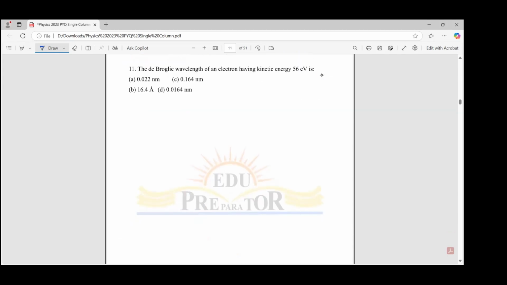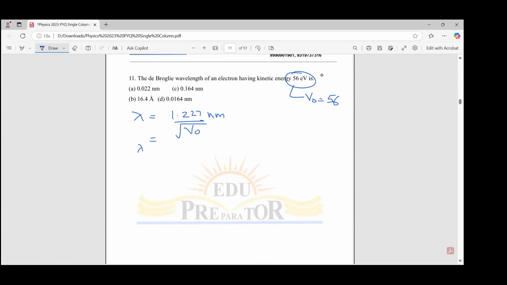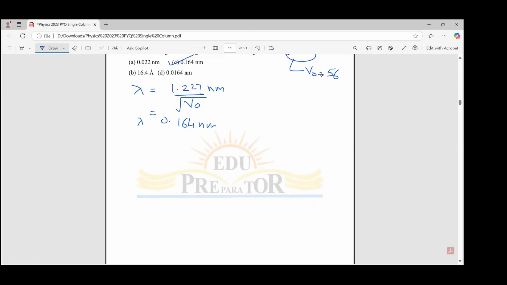Let us move to question number 11. Now we have a very small shortcut for the de Broglie relation, which is 1.227 nanometer divided by the square root of the accelerating potential. And how much is the energy? That is the accelerating potential. So V naught is equal to 56. Just put this value here. We get wavelength equal to 0.164 nanometer, right? Making this the correct answer.